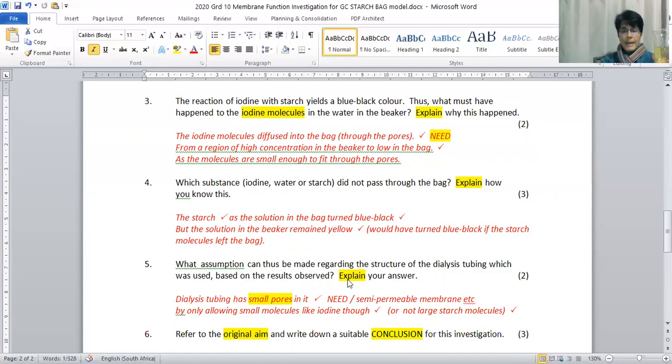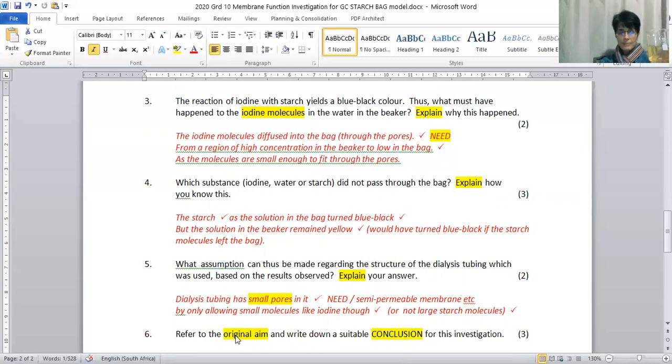Okay? Explain your answer. What assumption can be made? It must have small pores in it because it only allows small iodine molecules to diffuse through it into the little bag, but it doesn't let large starch molecules move out. Okay? So I shouldn't have given a mark for semi-permeable, etc., because that's just a name. What does that mean? You've got small pores in it. Now, if you do answer with semi-permeable, then your conclusion is going to be quite similar.